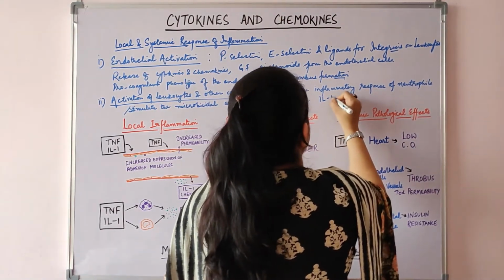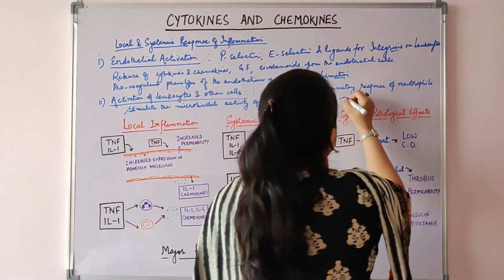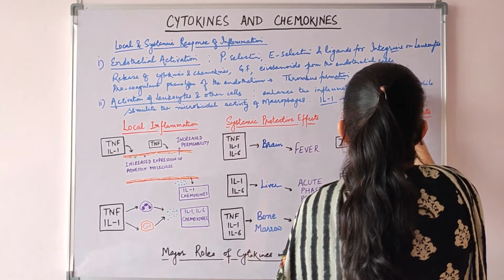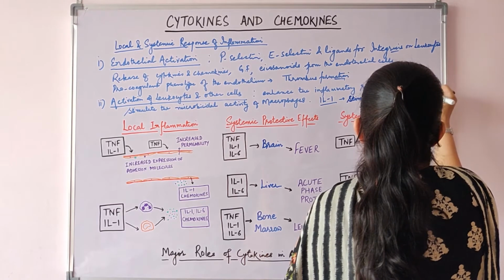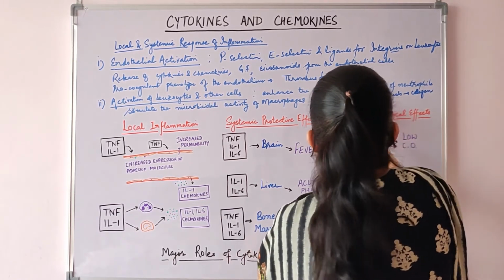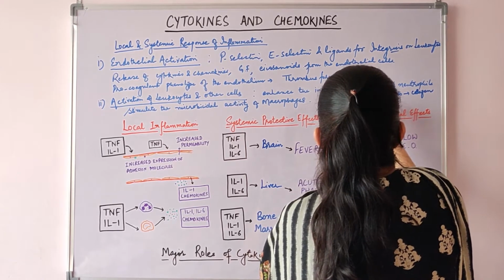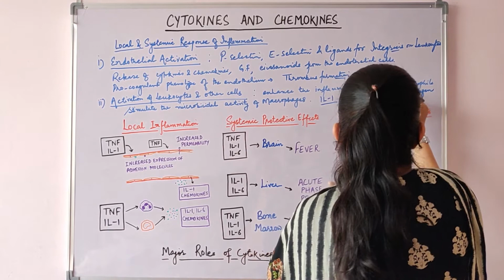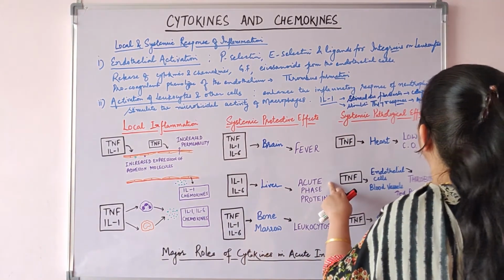Interleukin 1 stimulates fibroblasts to produce collagen. Interleukin 1 also stimulates the Th17 response, which induces acute inflammation.